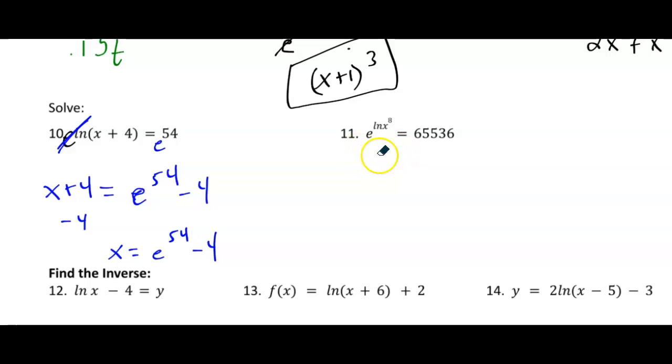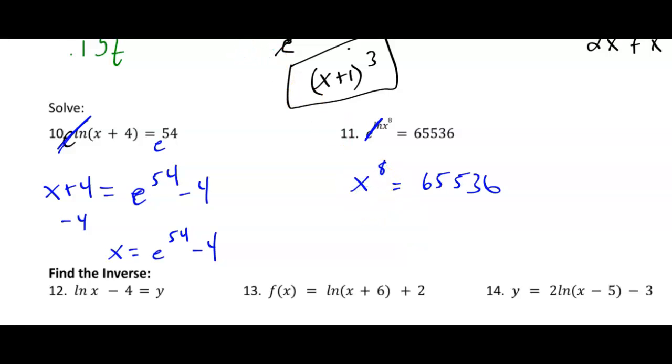This one's a little simpler because it already has e raised to the natural log of x to the 8th. So that is going to cancel right there. So you have x to the 8th equals 65,536.